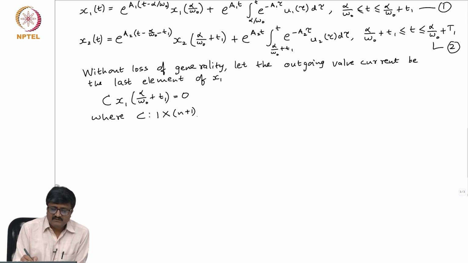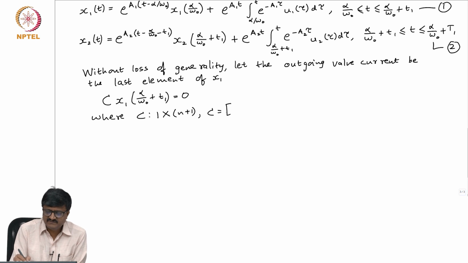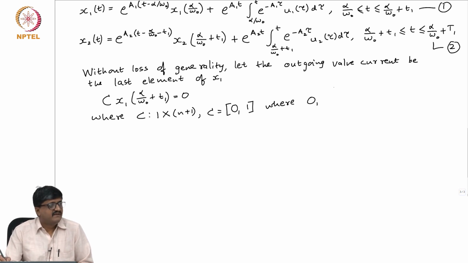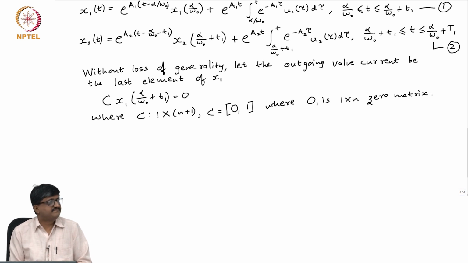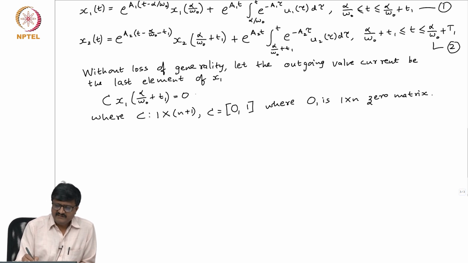Then what are the elements of C? Just to differentiate between 0 and a 0 matrix, I will put a subscript 1, O1, and 1, where O1 is a 0 row matrix. What is the size of O1? It is a 1 cross n 0 matrix. So, is that okay? Let me call this equation as equation 3.